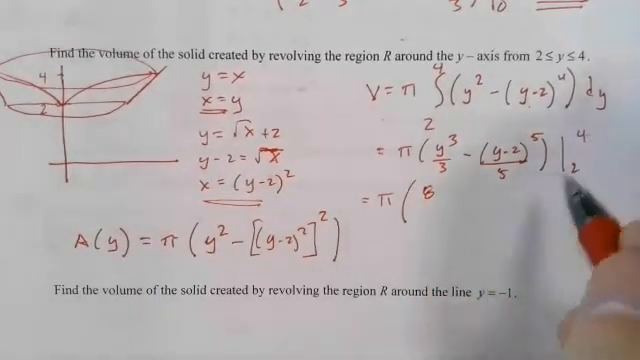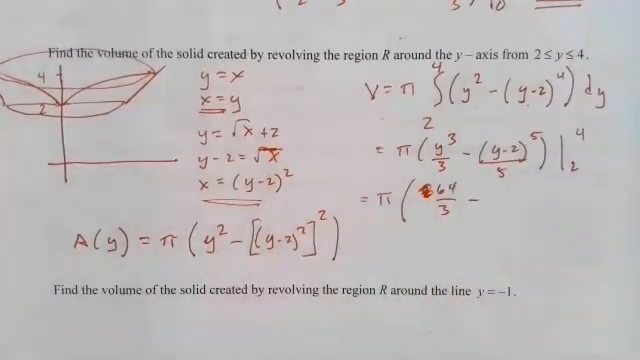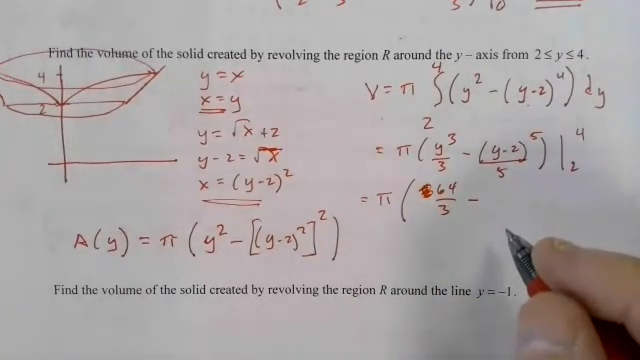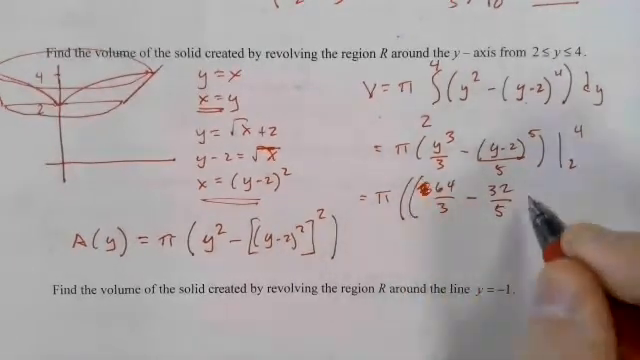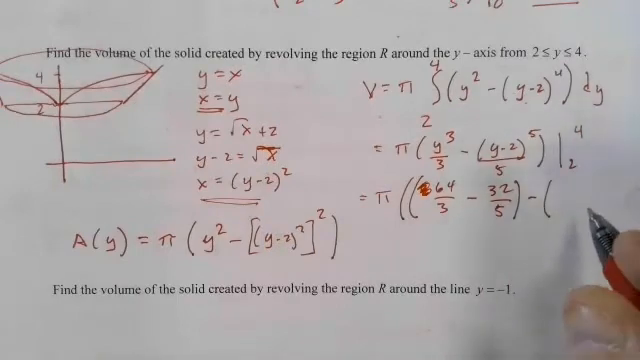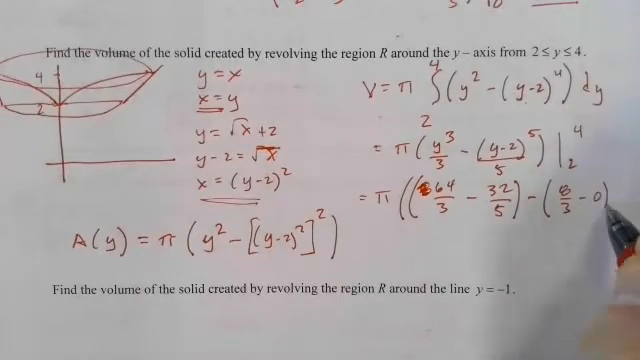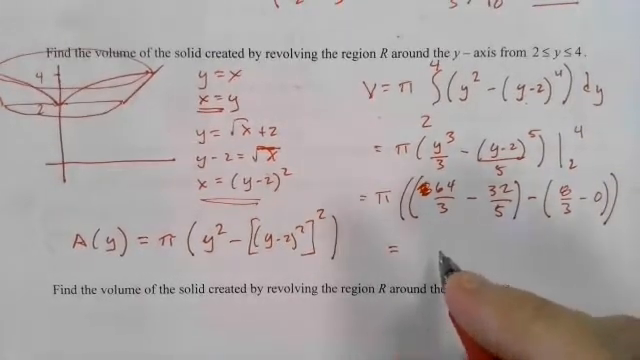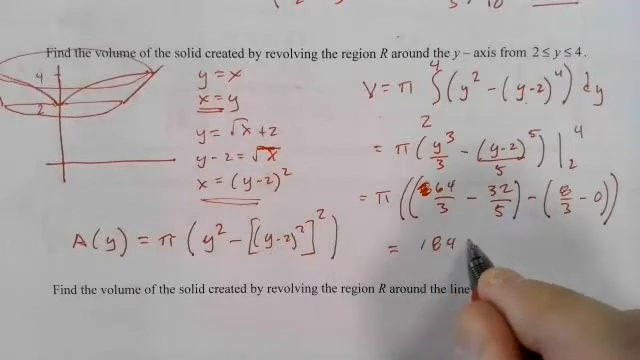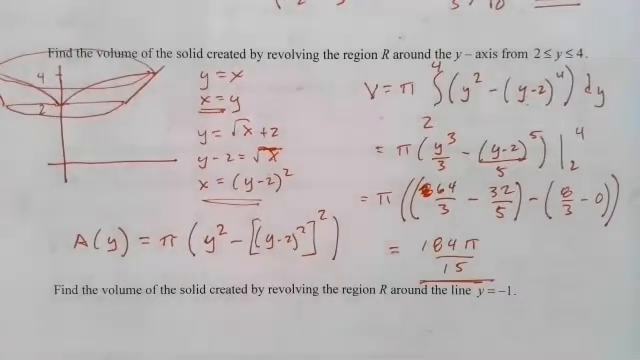Oops, did the 2 first. 4 to the 3rd is 64. Minus 32 fifths. Minus 8 thirds. Minus 0. Equals 184 pi over 15. Or the decimal equivalent. That's most likely a calculator problem.